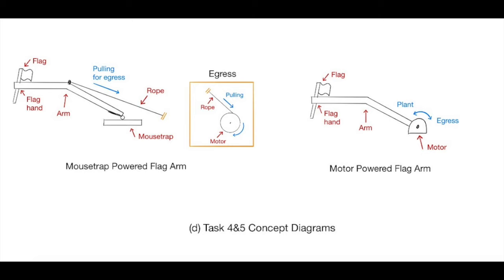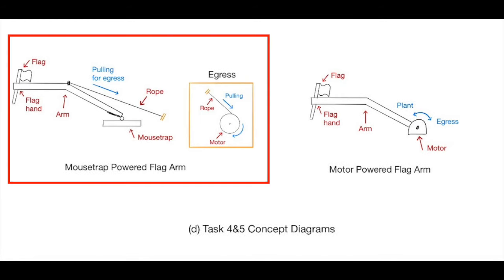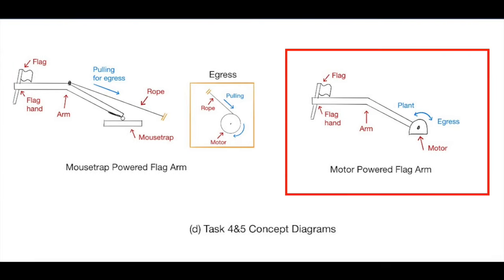For tasks 4 and 5, the two main concepts both involved a hinged flag arm. One of the ideas was mechanical, using a mousetrap to spring the flag arm onto the lunar ridge and egressing via a winding string and motor. In the second idea, a motor would be used to turn the arm one way for planting and the other for egressing.